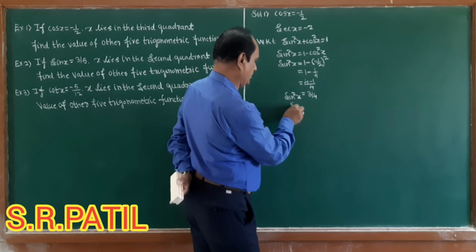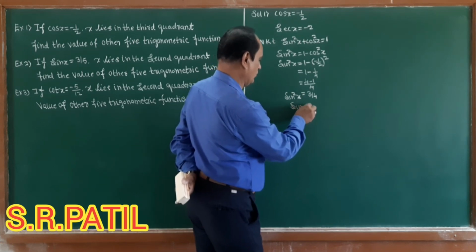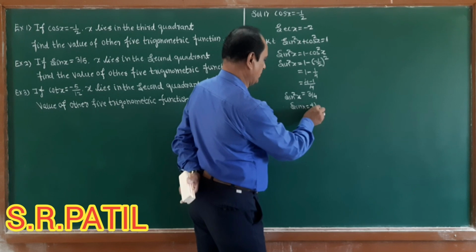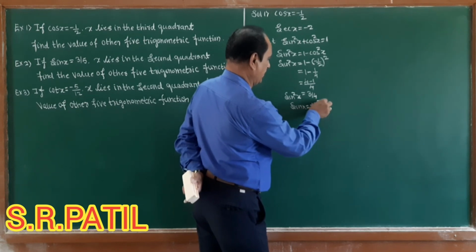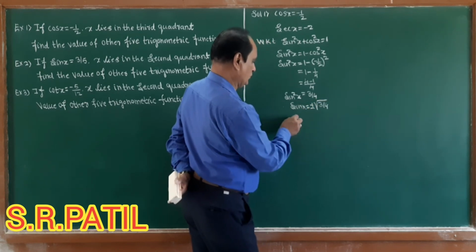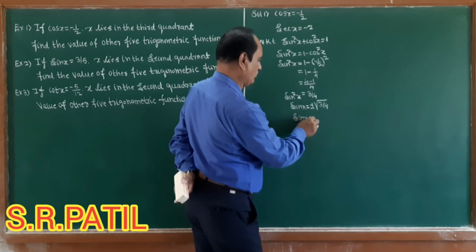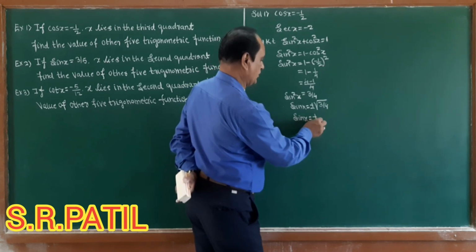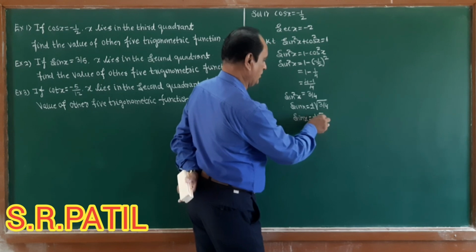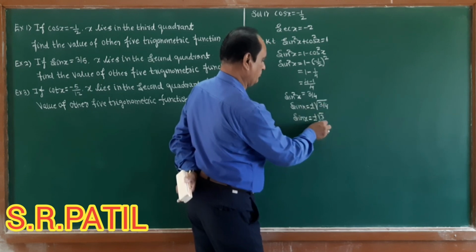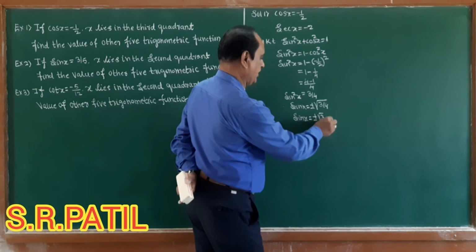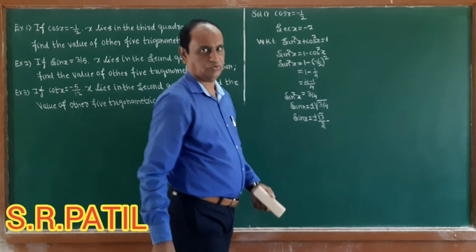Therefore sin x is equal to plus or minus the square root of 3 by 4. Again you have to write it in simplest form. Therefore sin x is equal to plus or minus root 3 divided by root 4, that is 2. So we get the value of sin x.